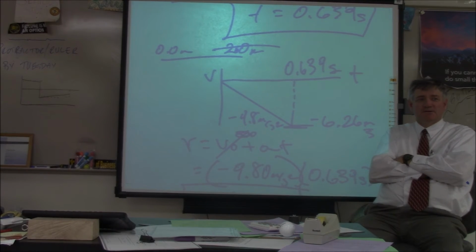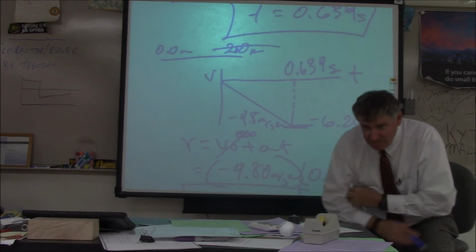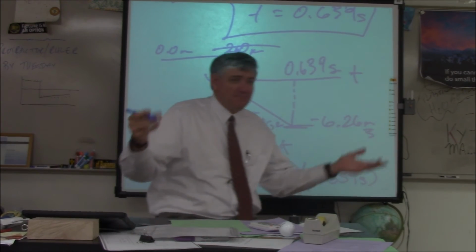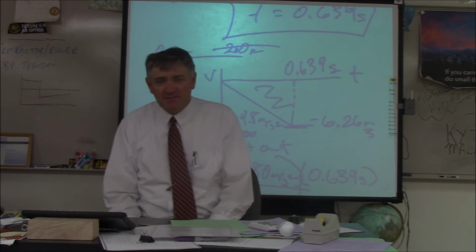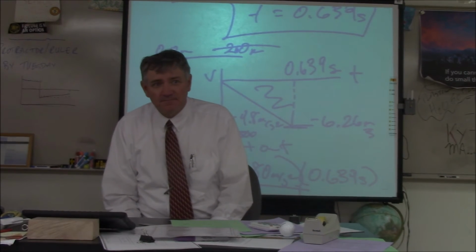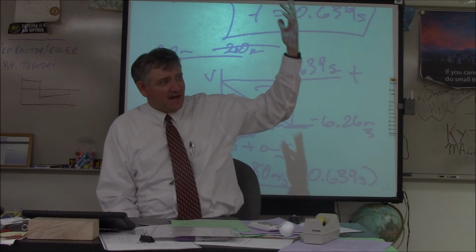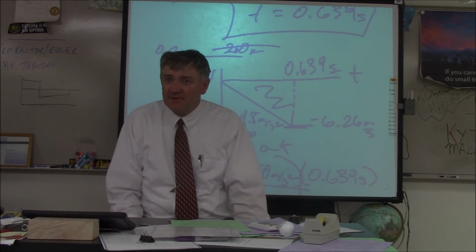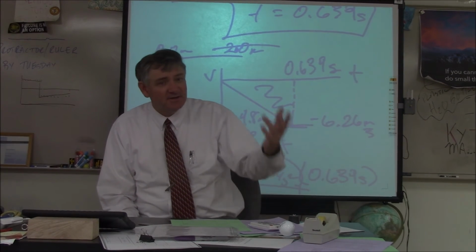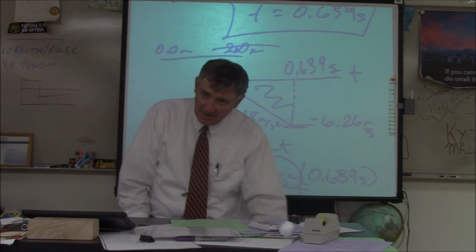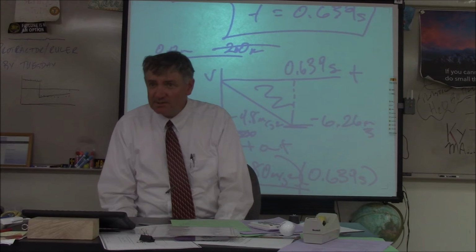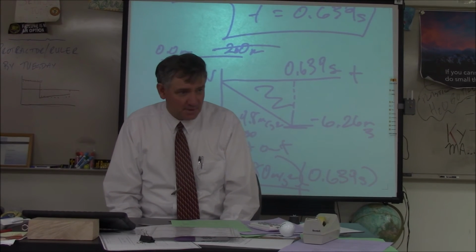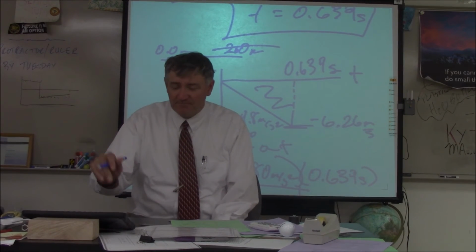Negative 2.17. You basically get about negative 2 meters. So this area is negative 2 meters. Why should that area be negative 2 meters? That's how far it fell, right? That displacement should equal the area, which is negative 2 meters. That's how you can check if you got it right. Makes sense.